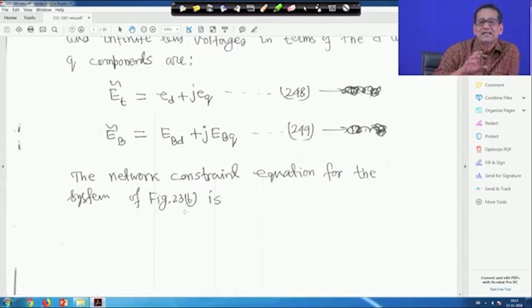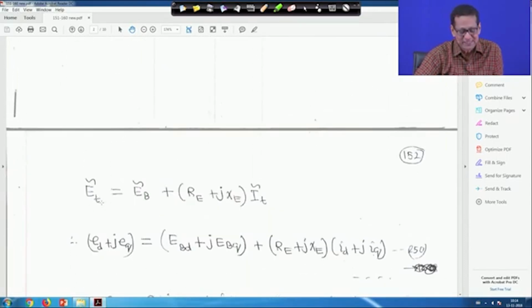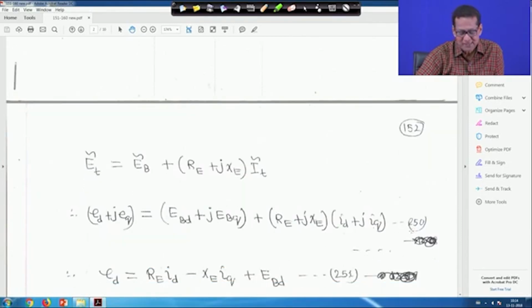Go back to figure 23b. Figure 23 was the generator, then a transmission system, and the Thevenin equivalent was RE plus jXE, and in addition the infinite bus Thevenin voltage EB is given in figure 23b. From that you can easily write ET tilde is equal to EB tilde plus RE plus jXE times IT tilde, where ET tilde is equal to ED plus jEQ, EB tilde is equal to EBD plus jEBQ, and IT tilde is equal to ID plus jIQ. This is my equation 250.